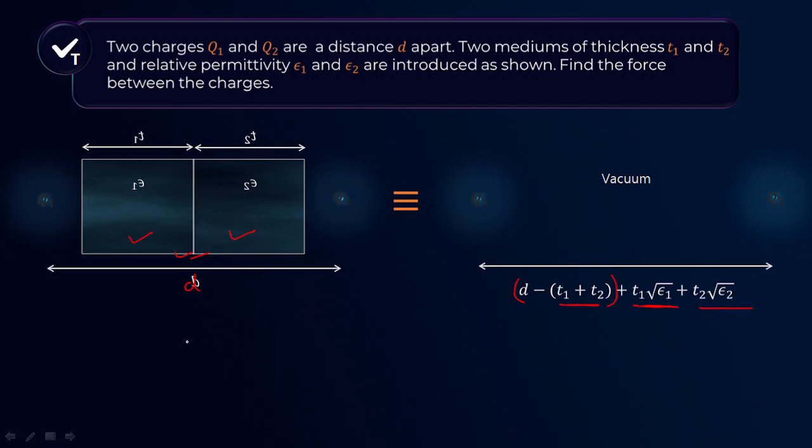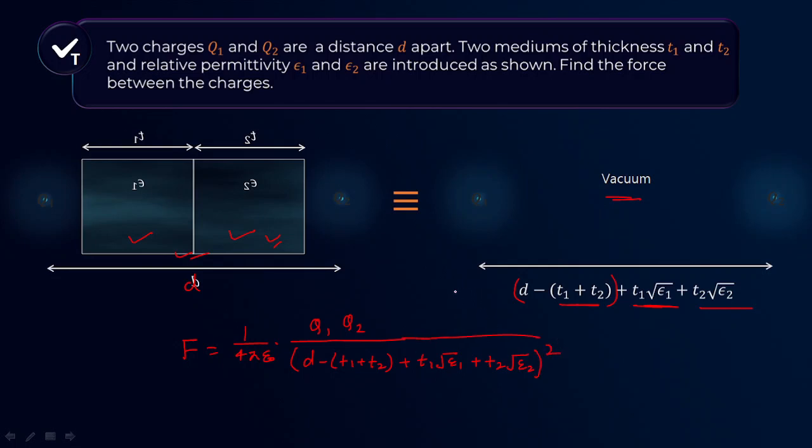So now from here we can write the force, that will be equal to 1 upon 4 pi epsilon naught. We have replaced these two mediums with the vacuum. So 1 upon 4 pi epsilon naught only, into charges Q1 and Q2, divided by, now the separation is how much? D minus T1 plus T2, plus T1 root under epsilon 1 plus T2 root under epsilon 2, right? And this complete separation squared.